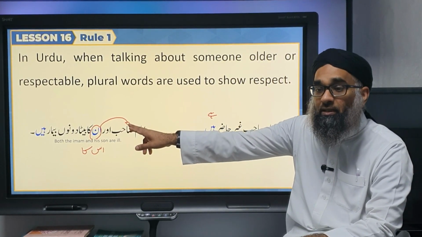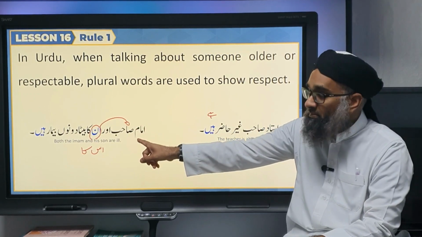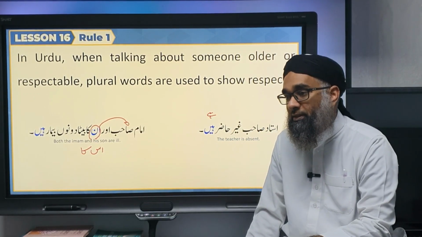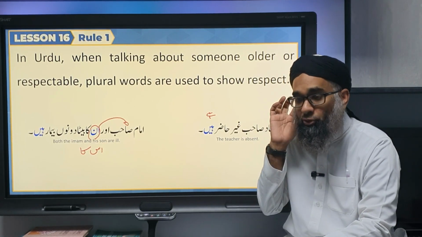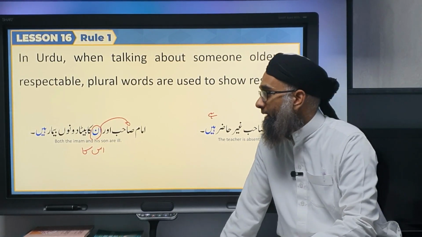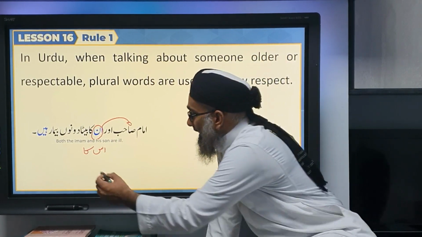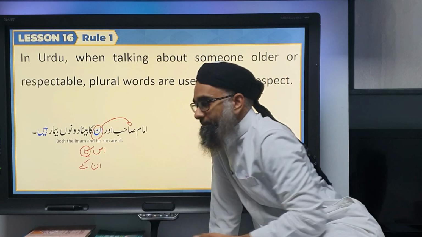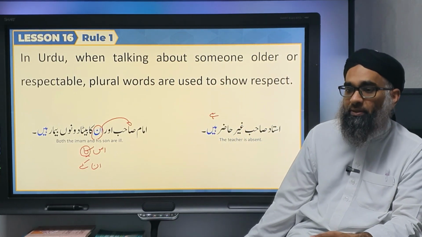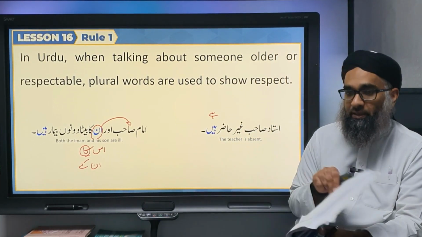This beta is probably a young little boy. If the Imam Sahib's beta was also somebody due respect, what would happen? What would you say? Imam Sahib aur un ke bete. You understand? You follow me? Imam Sahib aur un ke bete.